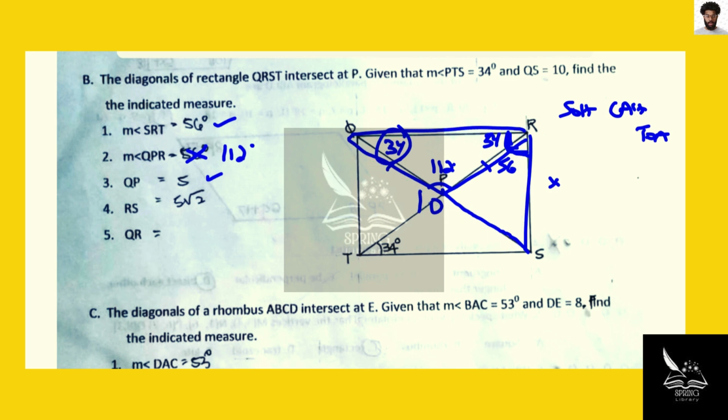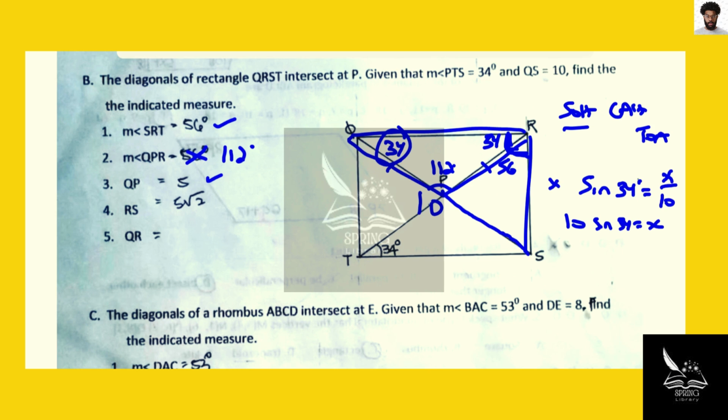So we can say sine, that's opposite over hypotenuse. The sine of 34 degrees is going to be equal to opposite over the hypotenuse. So 10 sine 34 would be equal to X. As long as you're in a calculator in degree mode, 10 sine 34 is about 5.59.